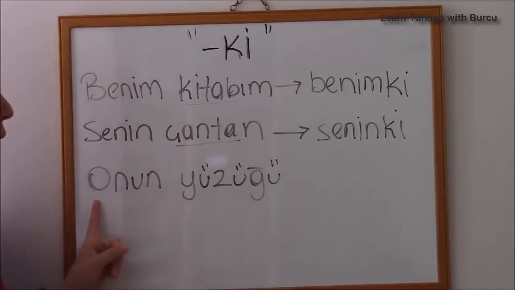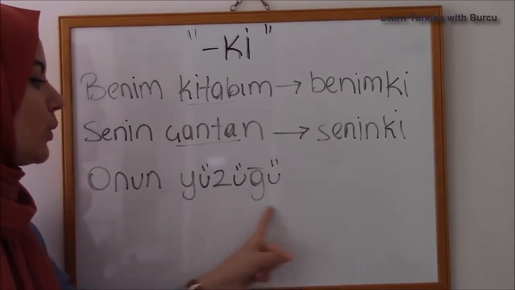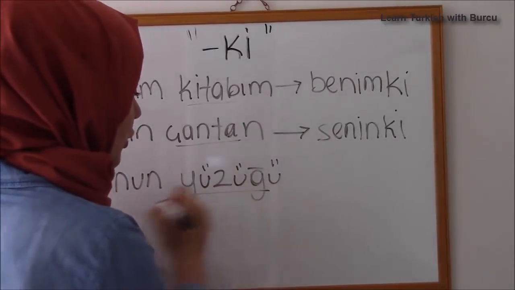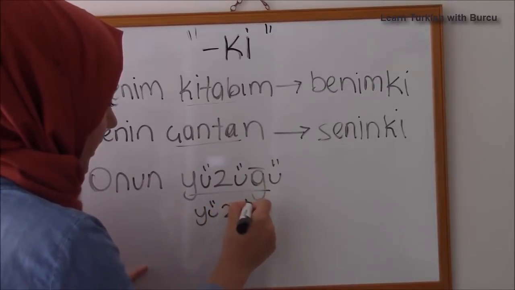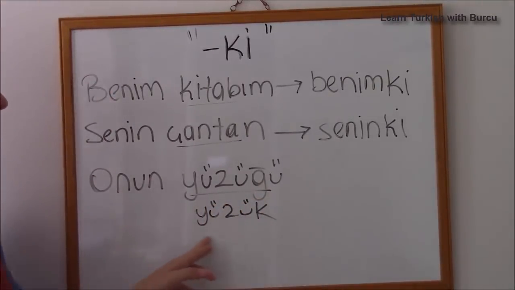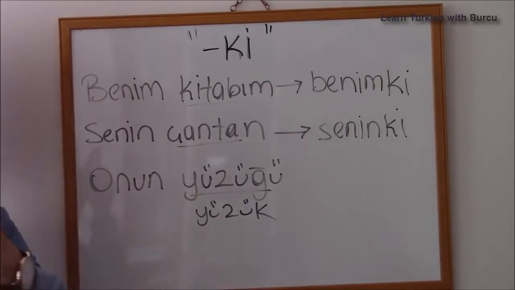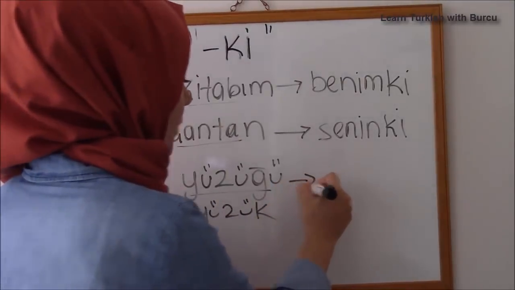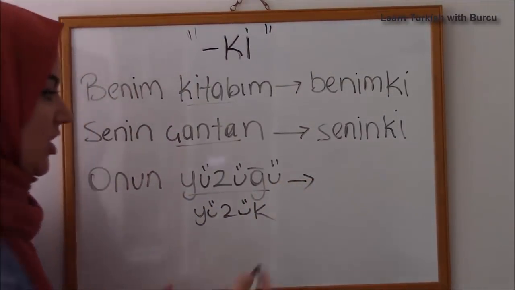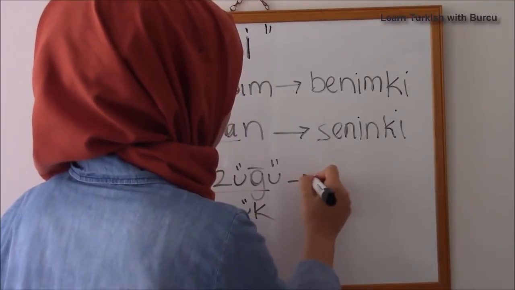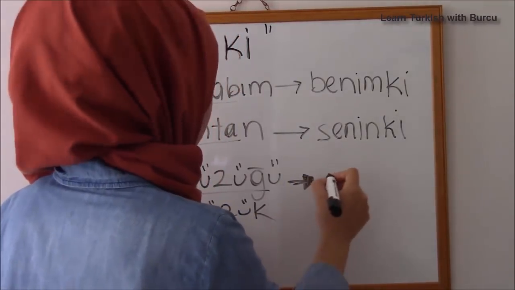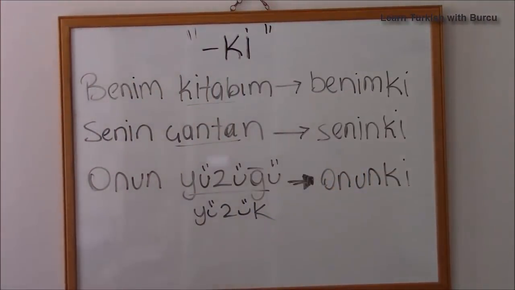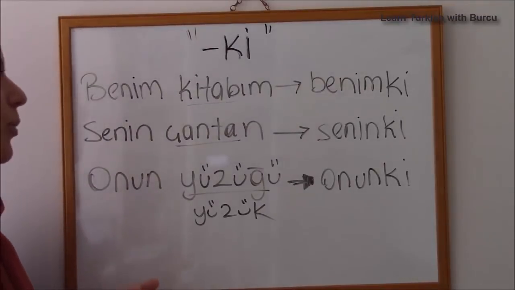Onun yüzüğü. So, this is yüzük. It means ring, okay? So, onun yüzüğü, which is onunki, actually, when you are repeating it again, you say onunki. Okay?